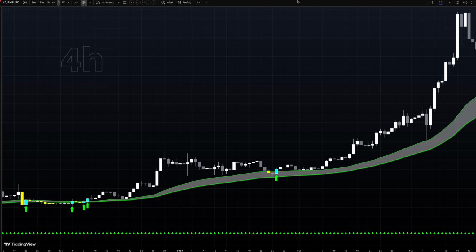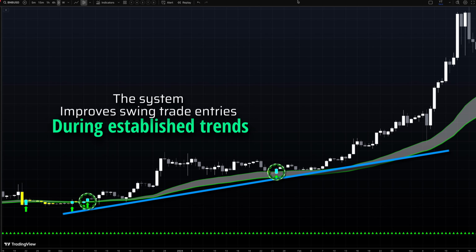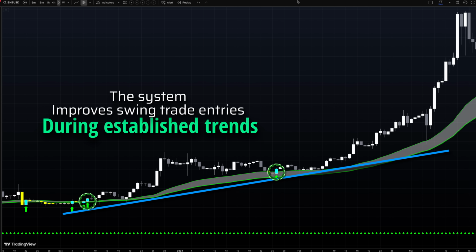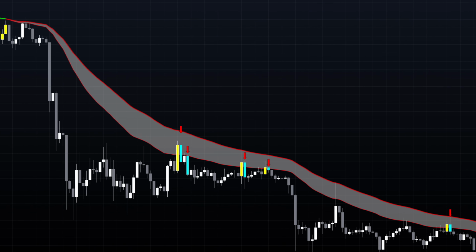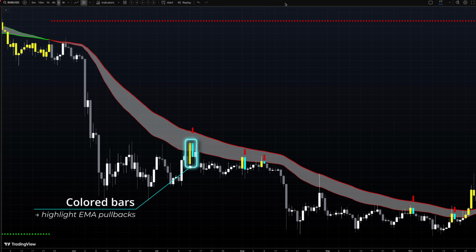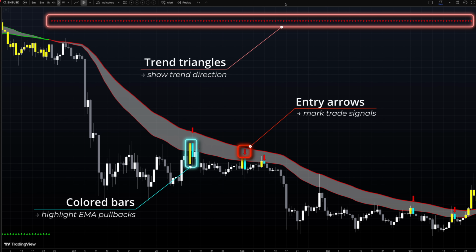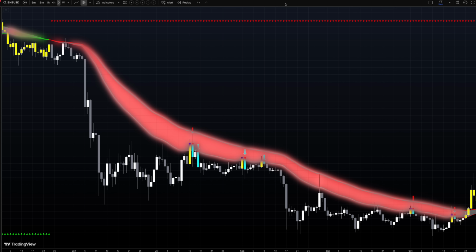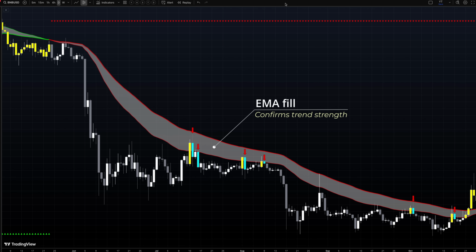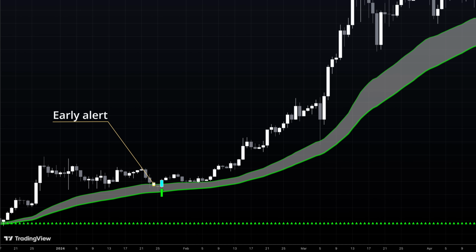The system performs well during trending markets where directional bias exists, particularly in swing trading timeframes. The pullback mechanism captures natural retracements within established trends, providing entry points compared to chasing breakouts. The visual components, colored bars for pullbacks, trend triangles, and entry arrows, create a trading environment where trend direction and entry timing are apparent. The EMA fill between the two moving averages provides visual confirmation of trend strength and direction changes. Strategic implementation works by using aggressive signals as preparation alerts while taking action on conservative entries.